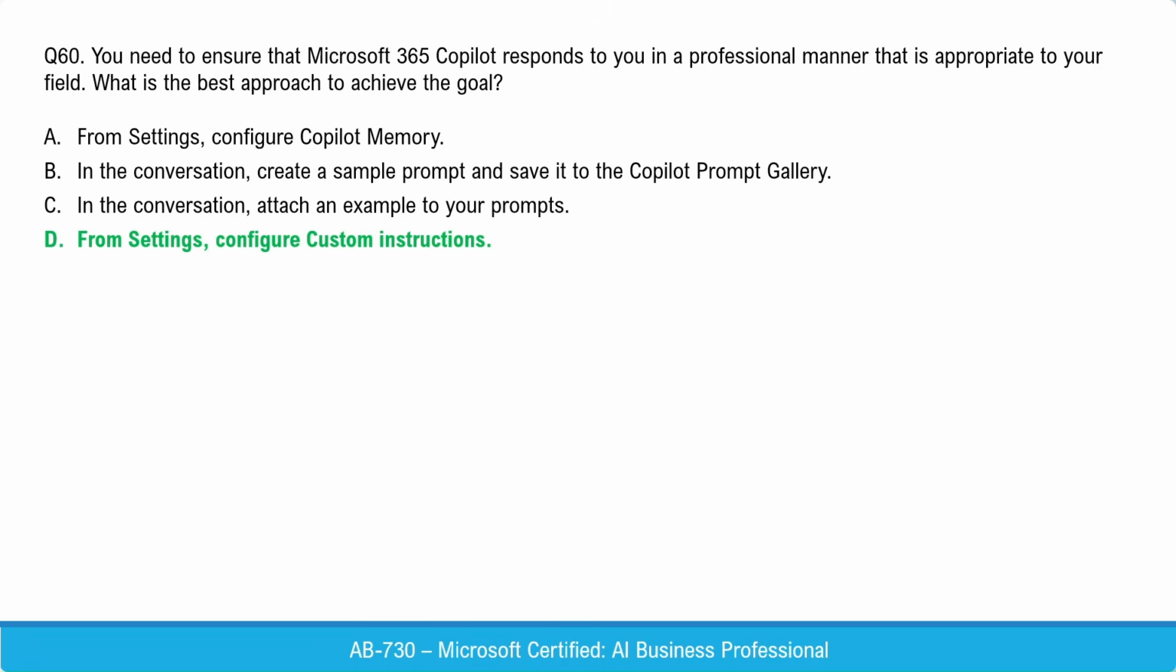Let's quickly review the other options. Option A, Copilot memory. It stores context but does not directly control tone. Option B, saving a prompt to the prompt gallery. Well, that helps reuse prompts but does not enforce consistent behavior. And option C, attaching an example in a prompt. That works only for that particular interaction and it is also not scalable. So the correct option is option D.